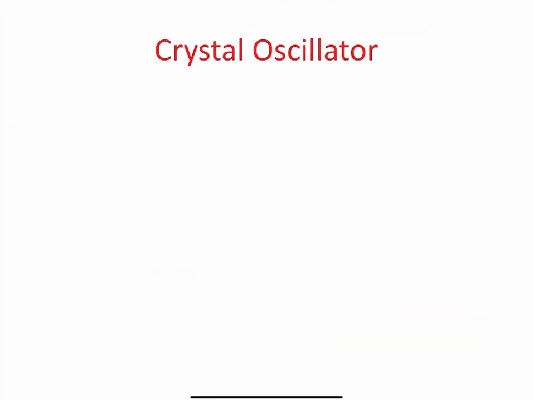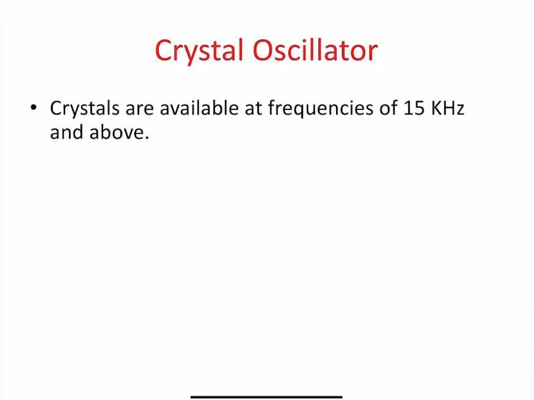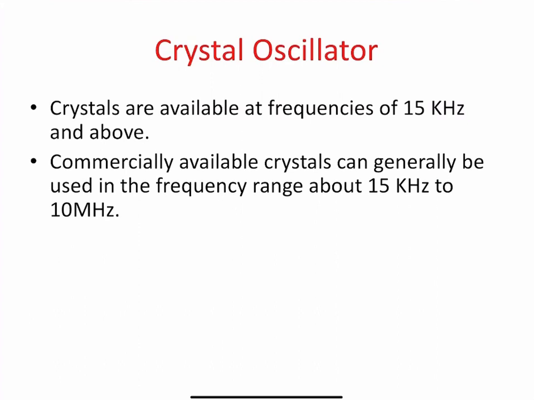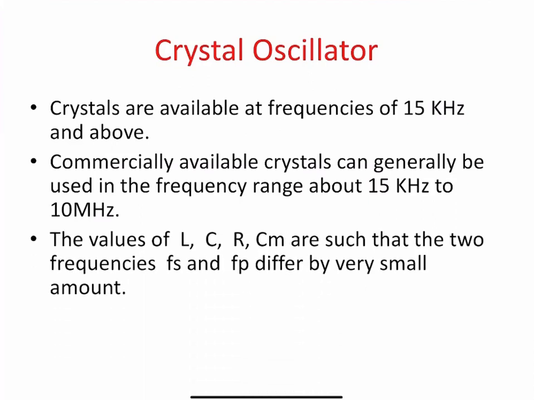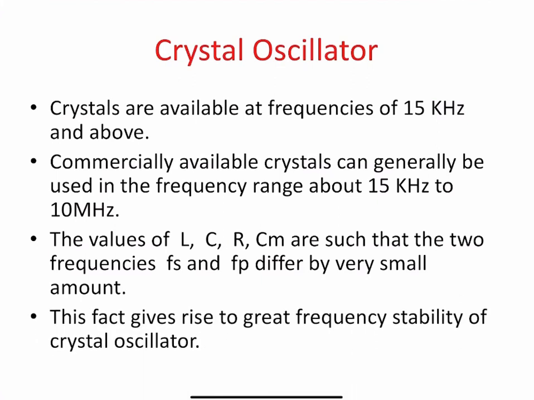Now crystal oscillators are available at a frequency of 15 kHz and above. Commercially available crystal oscillators can generate a frequency range of about 15 kHz to 10 MHz. Values of L, C, R, Cm are such that the two frequencies Fs and Fp, or you can say series and parallel resonant frequencies, differ by a very small amount. This fact gives rise to greater frequency stability of the crystal oscillator.